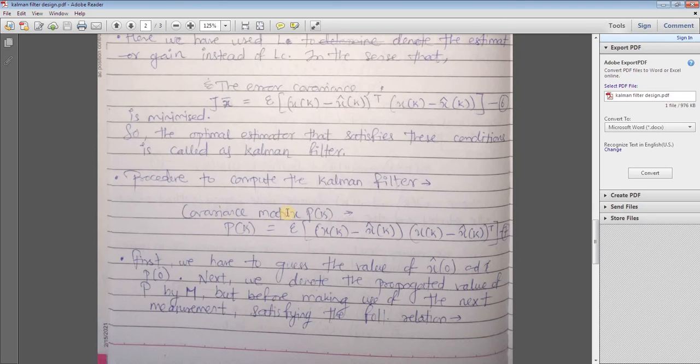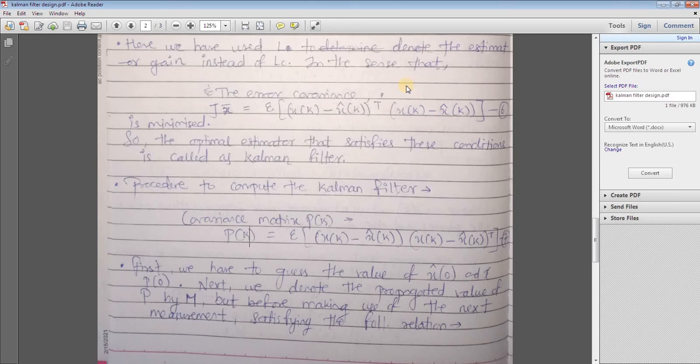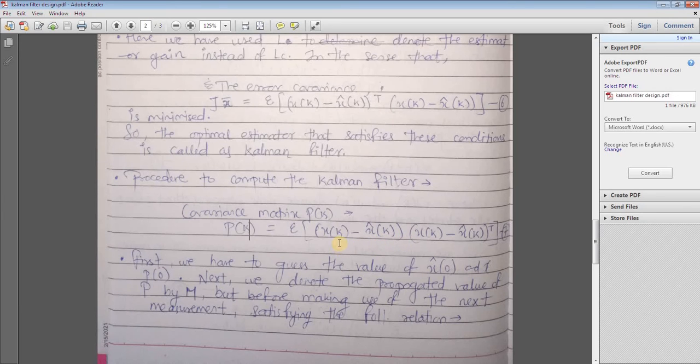Now a covariance matrix is required for that, and it is given by P of k equals the expected value of x of k minus x cap of k. So this is the covariance model, equation number 7. Now firstly we have to guess the initial values of x cap of 0 and P of 0, when k equals 0, while designing the Kalman filter.